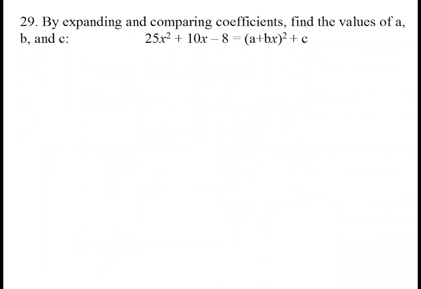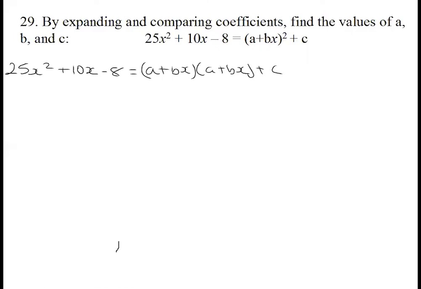Question 29, by expanding and comparing coefficients, find the values of a, b, and c. So we have 25x squared plus 10x minus 8 is equal to brackets a plus bx squared plus c. So 25x squared plus 10x minus 8 is equal to a plus bx squared, which can be written like this, plus c.